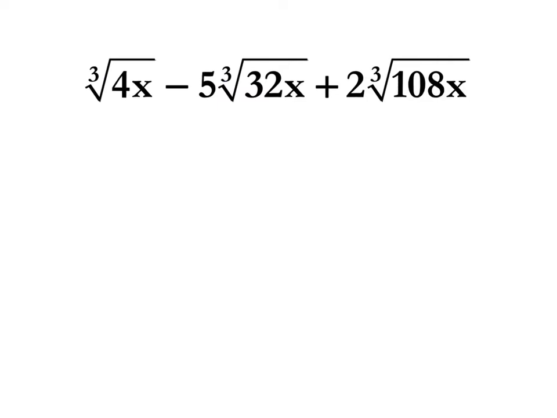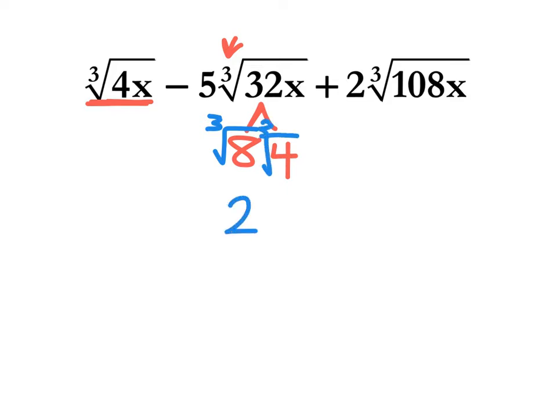So there's nothing I can do with this first radical. I can't reduce that at all. So we're good there, but I can reduce the second one. Keep in mind that this is cube roots this time. So we need to find a perfect cube that goes into 32, and that perfect cube is 8. 8 times 4 is 32. Now cube root these. The cube root of 8 is 2. The cube root of 4 I cannot do, and obviously this x, I cannot cube root it. So I have a 4x underneath my cube root.